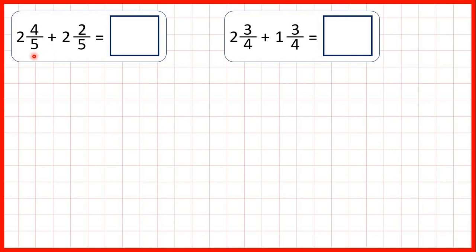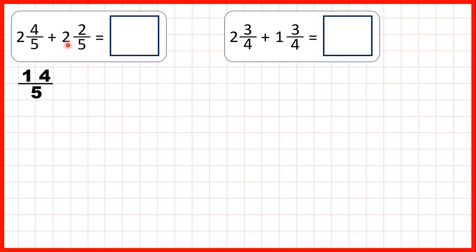Now here we're adding mixed numbers, but this time we're going to get our answer by changing both of our mixed numbers into improper fractions. So first we have 2 4/5 plus 2 2/5. We can change 2 4/5 into an improper fraction. 2 times 5 is 10 plus 4 is 14. So that's 14/5 as an improper fraction because the denominator stays the same.